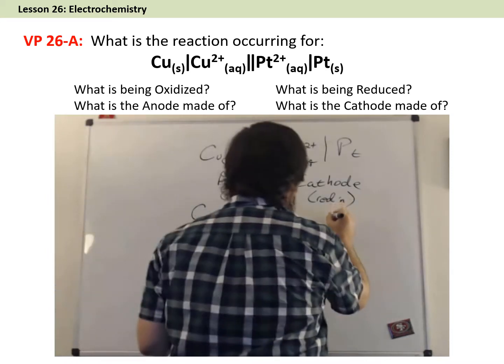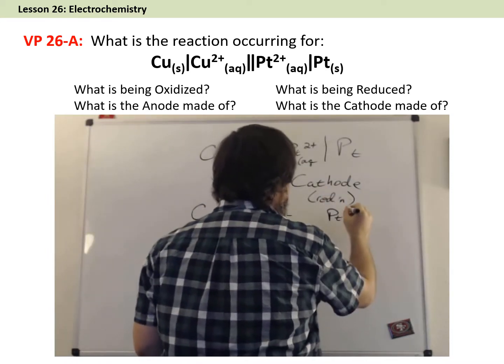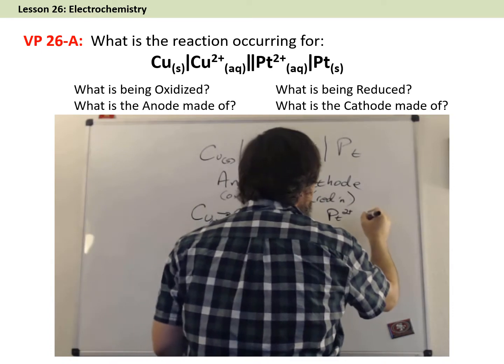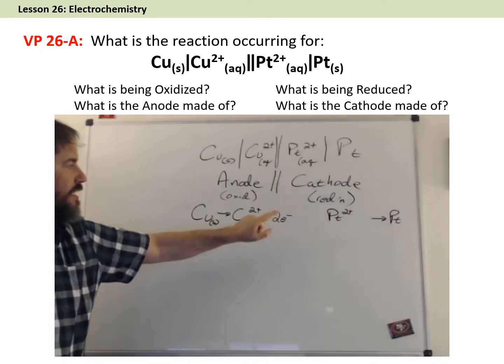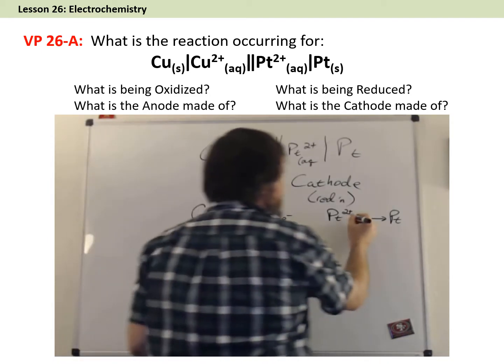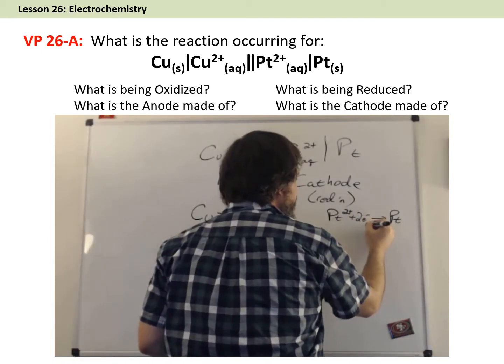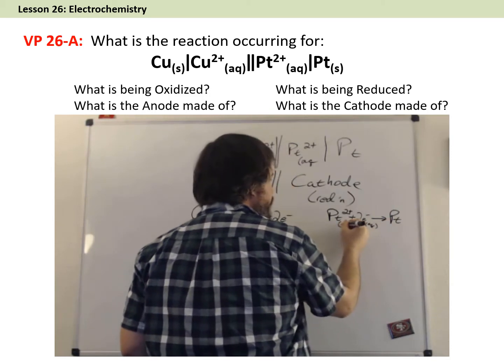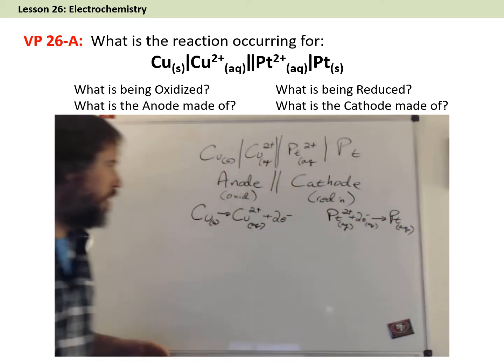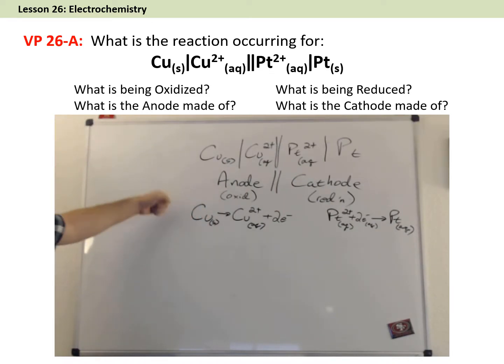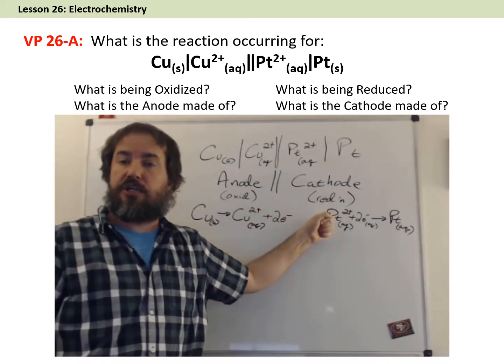At the cathode, we have reduction occurring. Now, reduction happens not when things lose electrons, but when they gain electrons. That means electrons are a reactant. And to go from platinum 2 plus to just platinum, you have to gain 2 electrons. So this is my oxidation reaction, this is my reduction reaction.